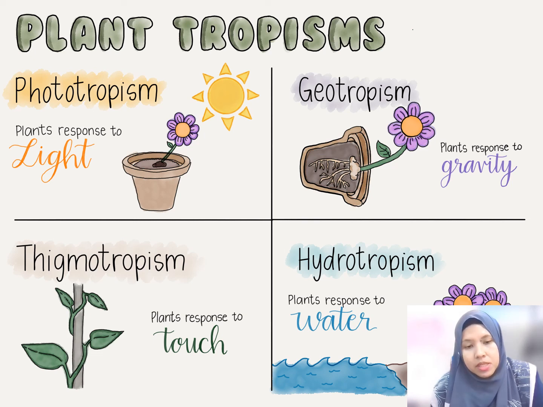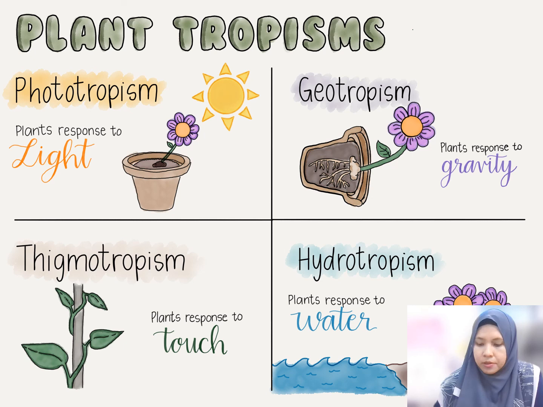Then thigmotropism: thigmo means touch, so it's the plant's response to touch. And the last one is hydrotropism. Hydro is water, so it's the plant's response to water.